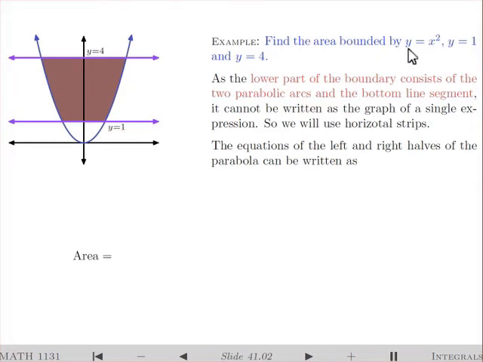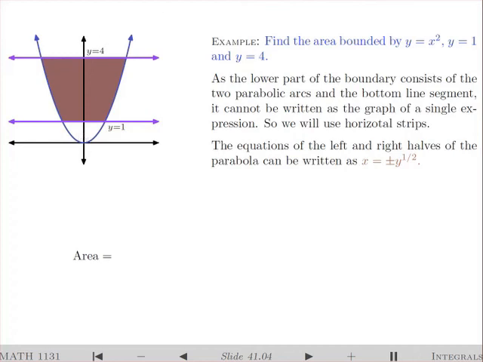I have to write this equation in the form x equals something in y. If y equals x squared and I solve for x, I get x equals square root of y, or using fractional exponents, y to the power 1/2. Of course, that works only if y is positive. In the second quadrant, where y is negative, I get x equals negative y to the power 1/2. The left part of the boundary is negative y to the 1/2, the right part is y to the 1/2, and y goes from 1 to 4.